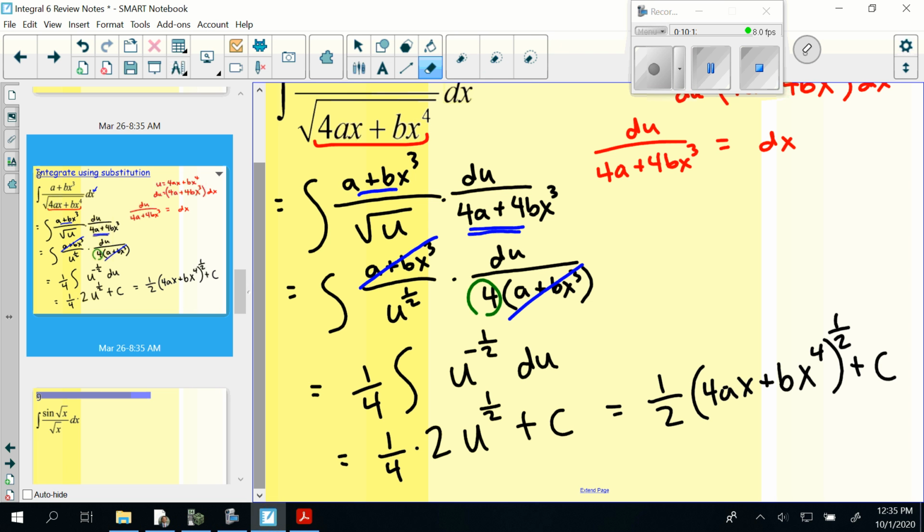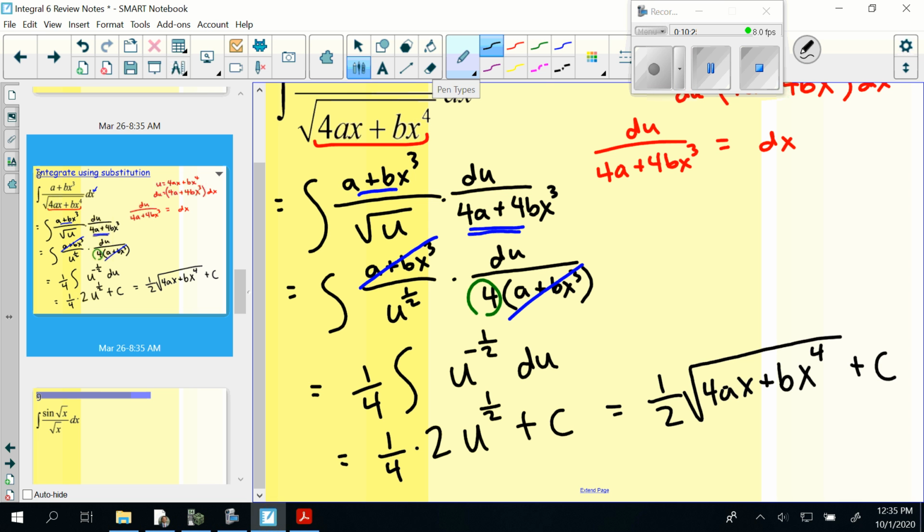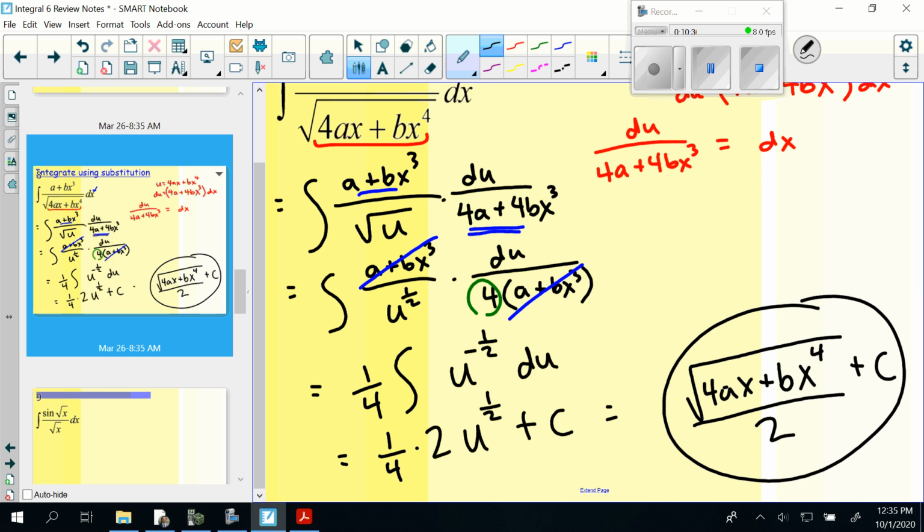Most likely on the test, you're going to see that instead of written as a half, they'll turn that back into radical notation because we know power of a half is the same as square root. So you'll probably either see an answer like that, or since we got a 1/2 there, you might also possibly see it as just like all over 2 here. So that would be our solution.